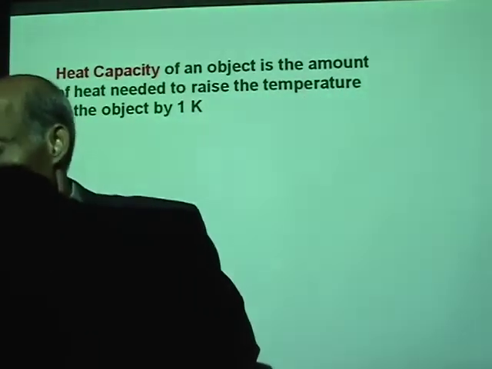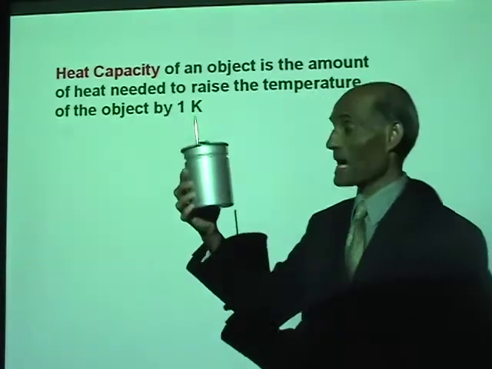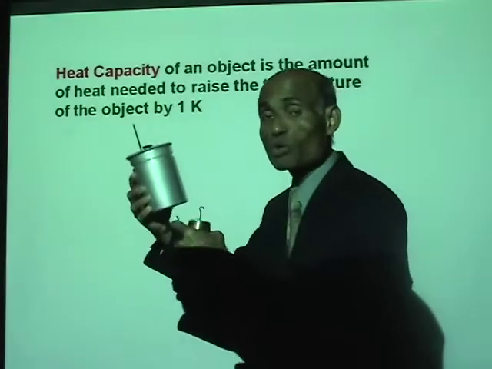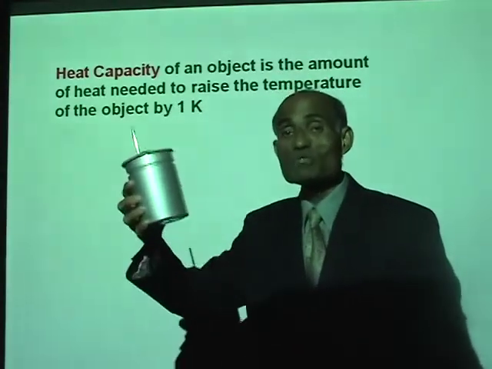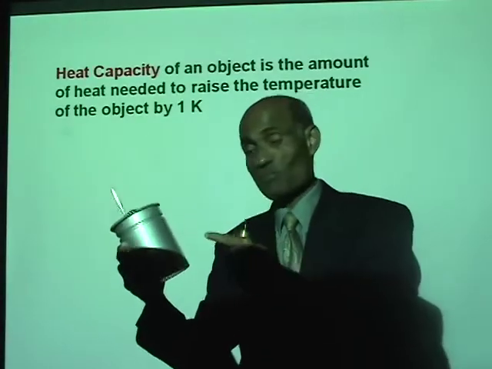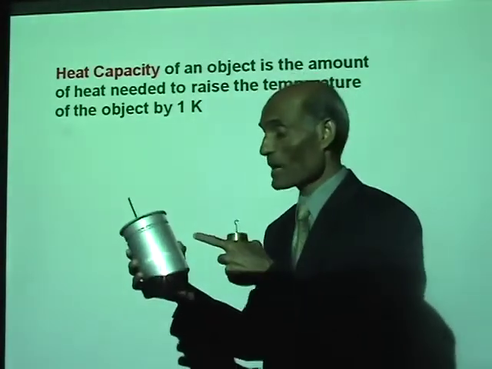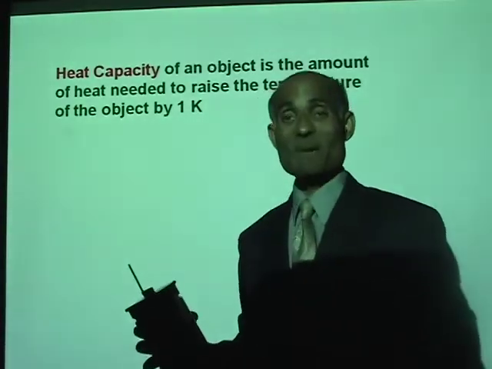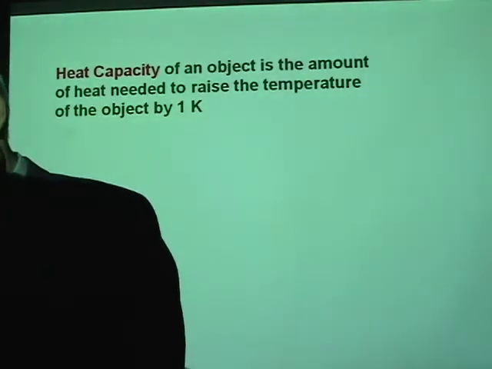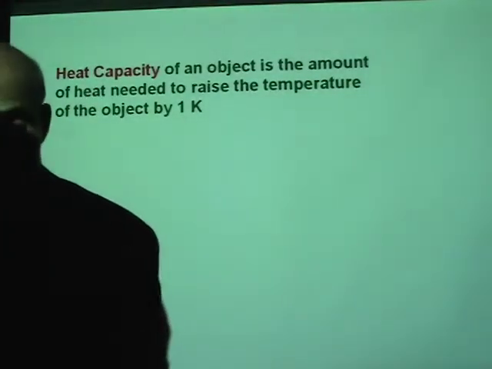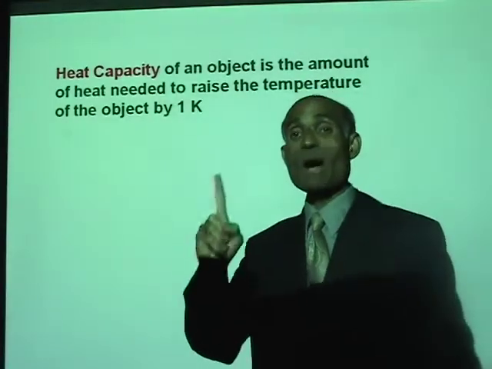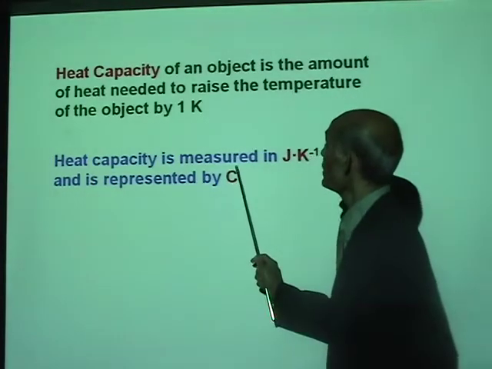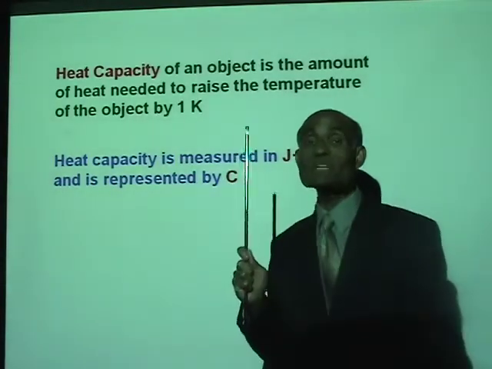On the other hand, if I'm talking about the heat capacity of this object, the heat capacity of this object is the total amount of heat you need to increase the temperature of the whole object by 1 Kelvin. Tell me, if I give you the specific heat of this substance, what will be its heat capacity? Well, specific heat is the amount of heat needed to raise the temperature of 1 kilogram by 1 Kelvin. Therefore, heat capacity, which I'm going to represent by the uppercase C.